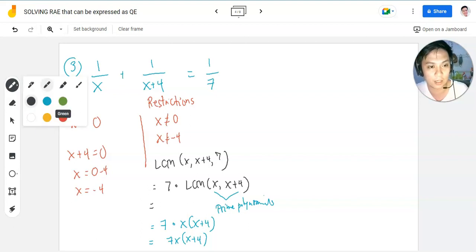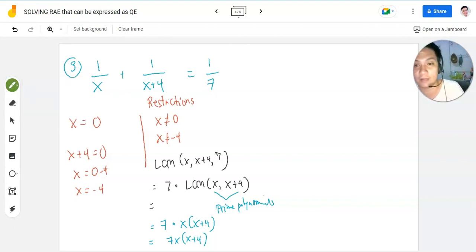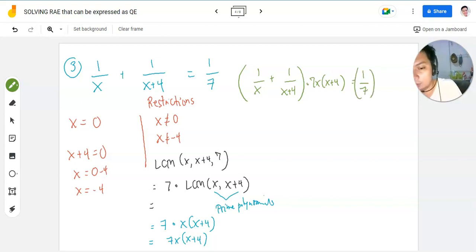Multiply natin both sides of the equation by the factored form of the LCM. So, 1 over x plus 1 over quantity x plus 4. Okay. This quantity should be multiplied by 7x times quantity x plus 4. And then equals 1 over 7 to be multiplied by the LCM nga na 7x times the quantity x plus 4. Ayan.